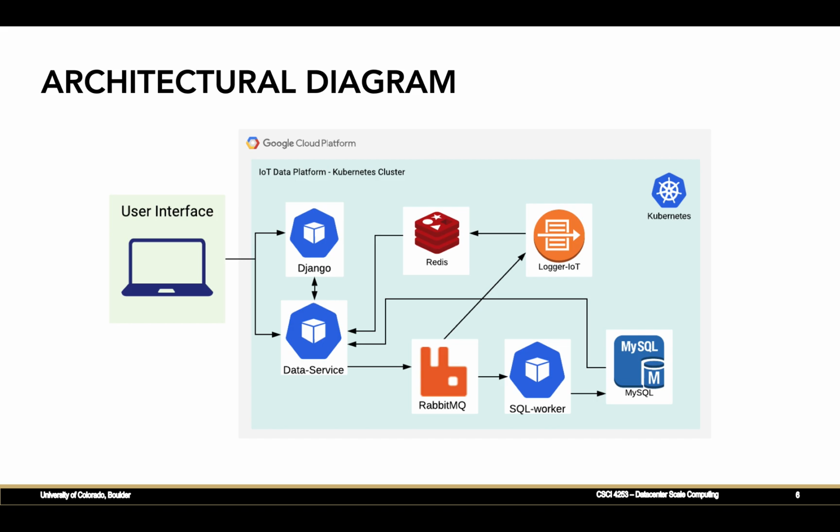two topic exchanges, one for passing the IoT device data to the SQL worker, which in turn stores the data in the MySQL database, and the other, which is connected to the Logger IoT pod, which stores the log data in the Redis database. These two databases, that is Redis and MySQL, are also connected to the data service pod, which helps in retrieving the data from the database and displaying it in the front end via APIs, which are implemented in the data service pod.